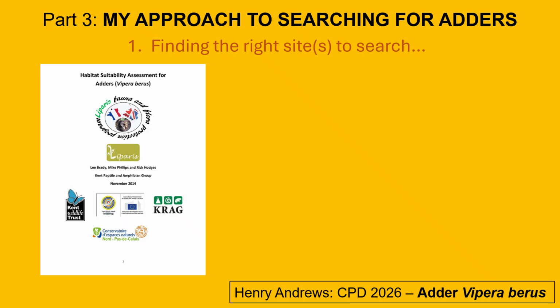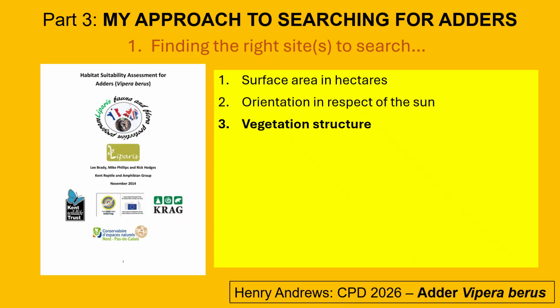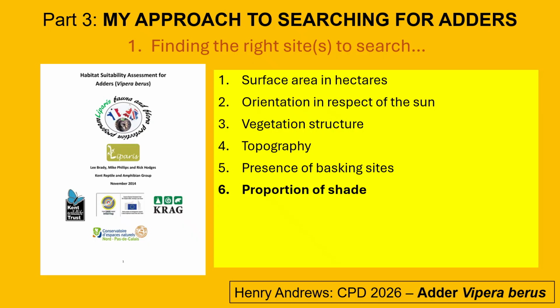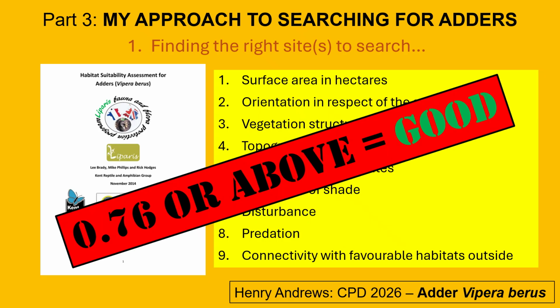The HSI considers 9 attributes, comprising the surface area in hectares, orientation in relation to the sun, vegetation structure, topography, presence of basking sites, proportion of shade, disturbance risk, predation risk, and connectivity with favourable habitats outside. These are assigned a numerical score based on a qualitative scale. The individual scores are then totalled before being divided by 9. An outcome of 0.76 or above is considered good, and that gives quite a useful target when you're conducting management.